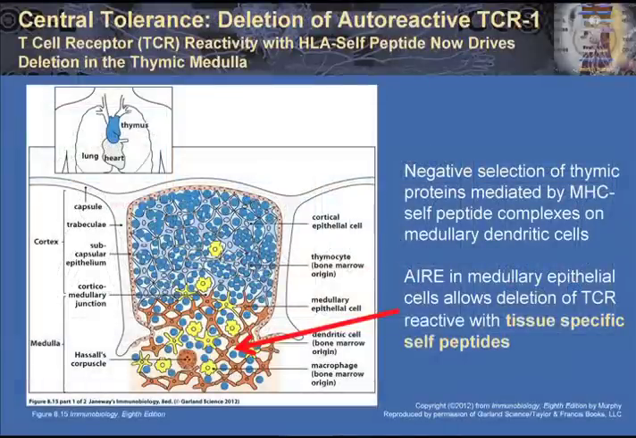So as we talk about this process, I emphasize this whole point in this last slide, that the AIRE in the medullary epithelial cells allows the deletion of T cell receptor reactive with tissue-specific self-peptides. And that's very different from the negative selection of widely expressed proteins and peptides that occurs on the medullary dendritic cell. So there's two different cells doing two different kinds of negative selection in the generation of central tolerance, which means the deletion of autoreactive T cell receptors.